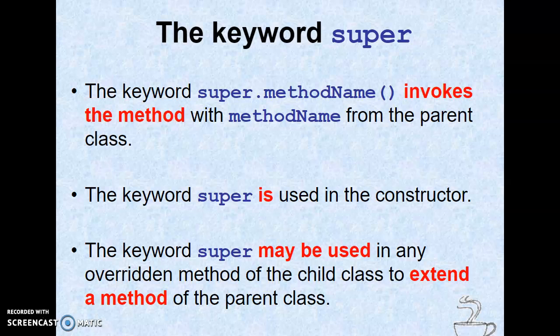Okay, so here is the super keyword. So super.methodName invokes the method from the parent class. Remember I was saying you could call super.withdraw if you wanted from the other class, if you wanted to just add to it, okay? It's used in the constructor, and it can be used in any overridden method of the child class to extend a method of the parent class. And that way we can add more easily without having to copy all of our code.